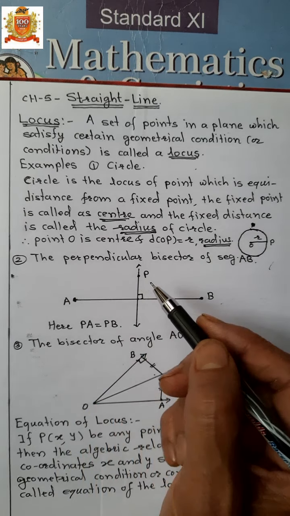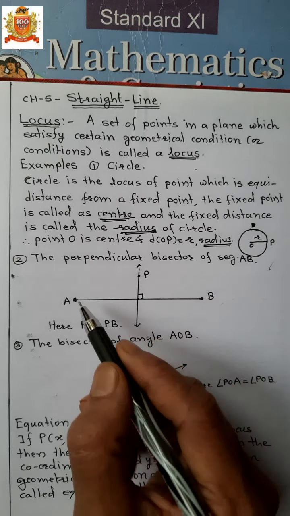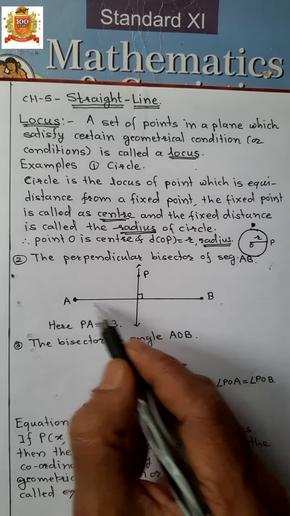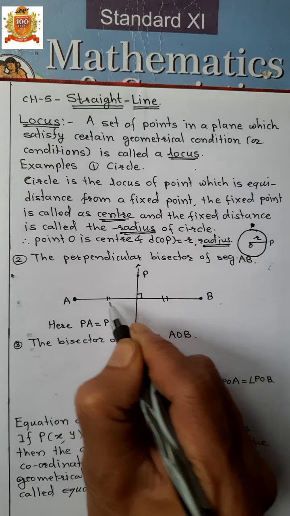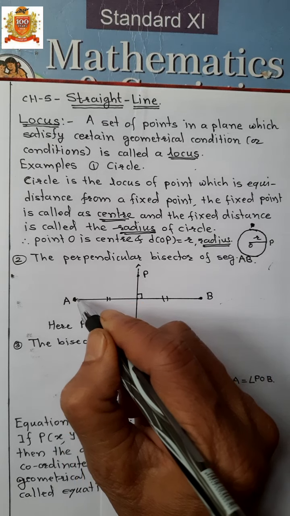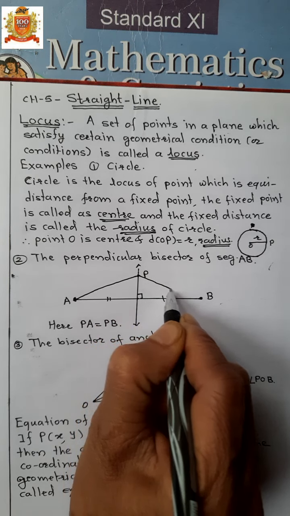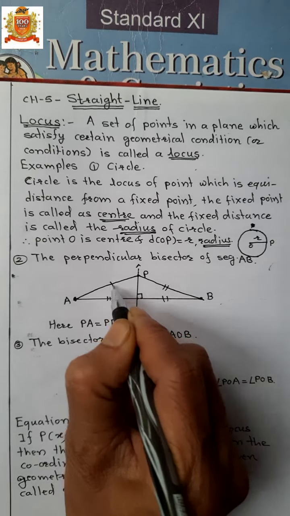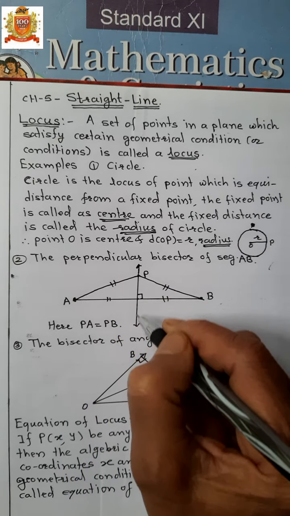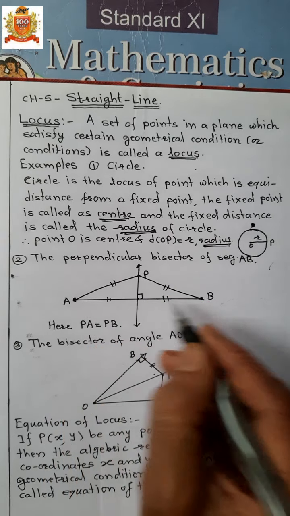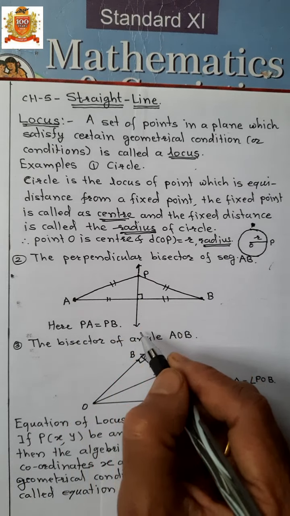Another example of locus is the perpendicular bisector of segment AB. Let this be segment AB. Now bisect this segment. You will observe that distance PA and distance PB are equal in length. Therefore, all the points which lie on this perpendicular bisector are equidistant from points A and B. Here, PA is equal to PB. This is the locus of a point, isn't it?